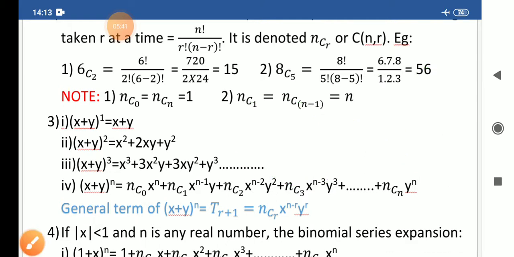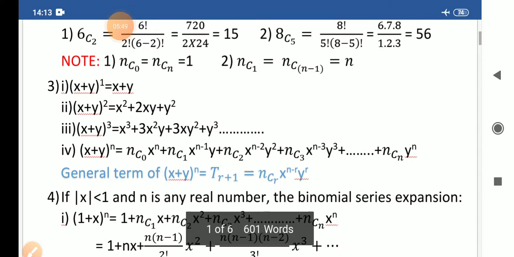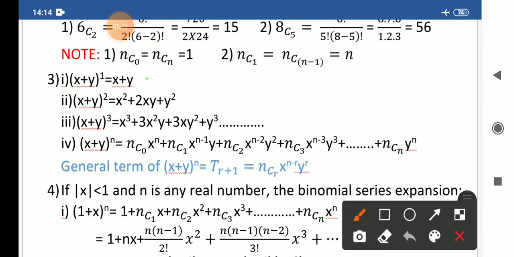Now observe the expansion. What is (x plus y) power 1? (x plus y) power 1 is nothing but x plus y. (x plus y) whole square is x square plus 2xy plus y square. (x plus y) whole cube is x cube plus 3x square y plus 3xy square plus y cube.